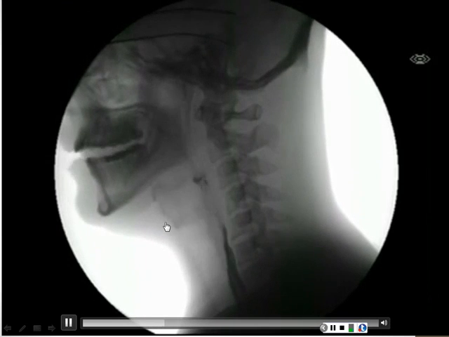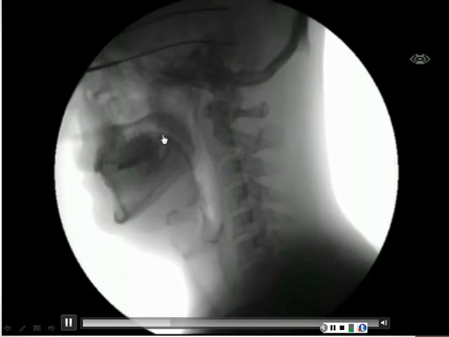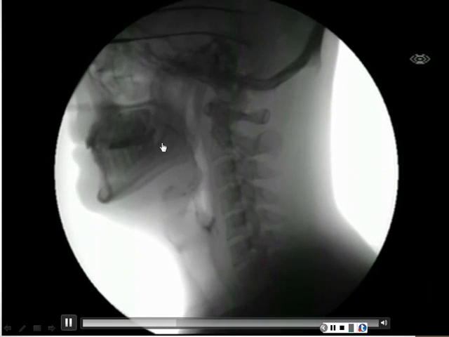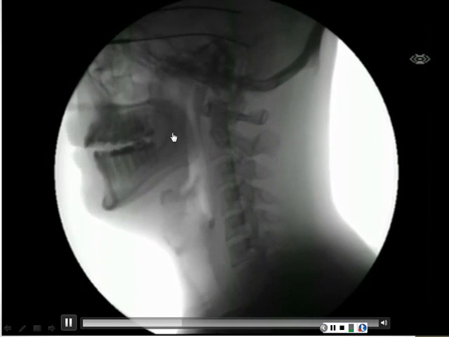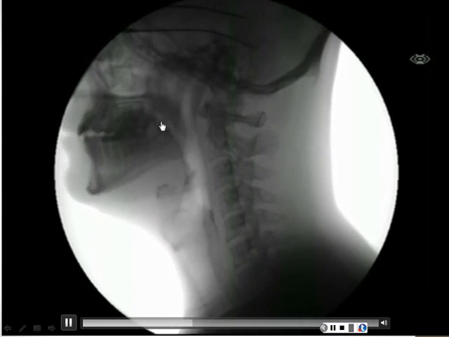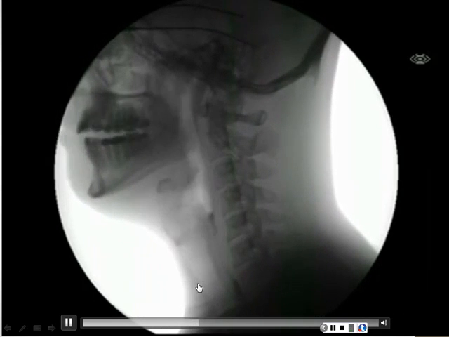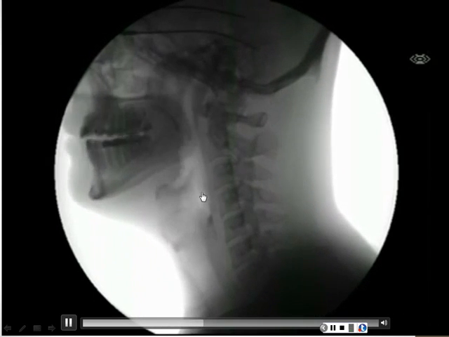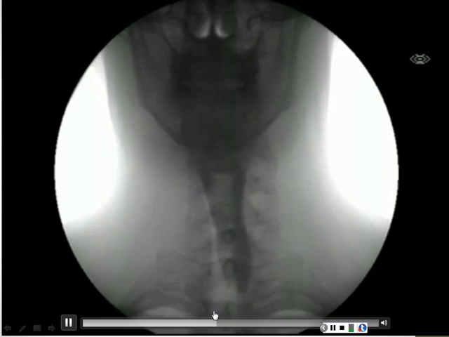Okay, so now we've got liquid. There we go. Easier, faster. You can see the tongue here. So buccal phase is pushing it back, and then pharyngeal phase is crossing over, and then from there it's esophageal phase all the way down.